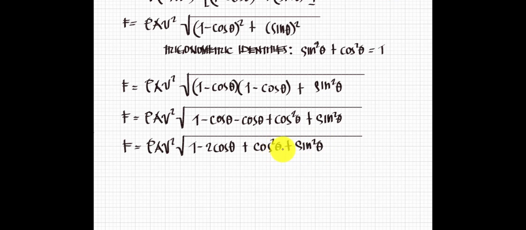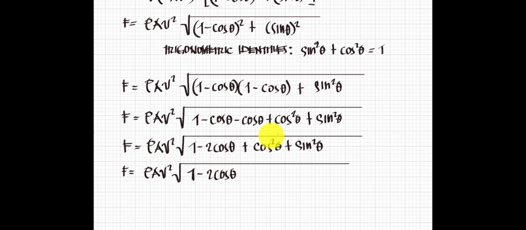So again, we have the trigonometric identities. So this will be equal to 1. So we have now your equation reducing into density, area, velocity squared. So we have your square root. So we have here your 1. So this will be your 1. Then this will be 2 cosine theta. So this is now trigonometric, and then this is 2 degree plus 1.